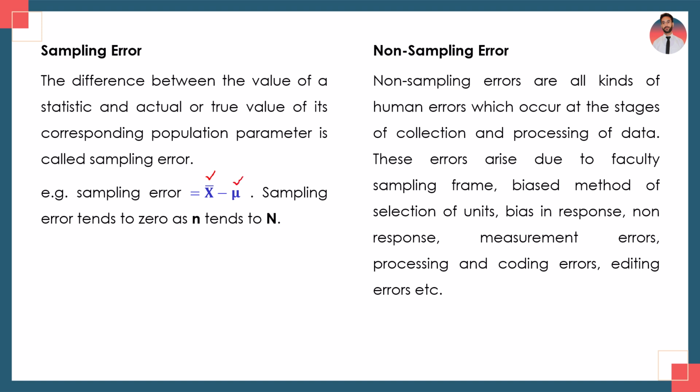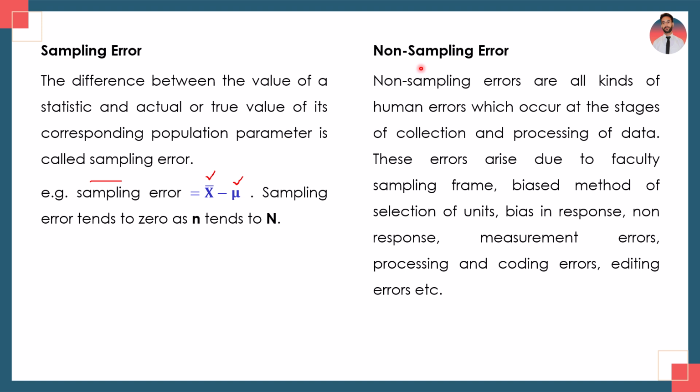The difference between the two, students, is called sampling error. Or, sampling error is the difference between the statistic and the parameter. Sampling error tends to zero as sample size tends to the population size. Whenever your sample size increases and becomes close to the population size, the sampling error becomes zero. This is the definition of sampling error.